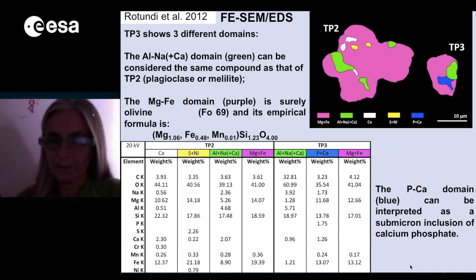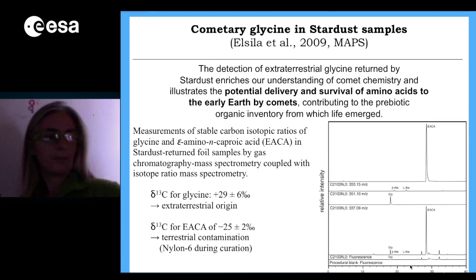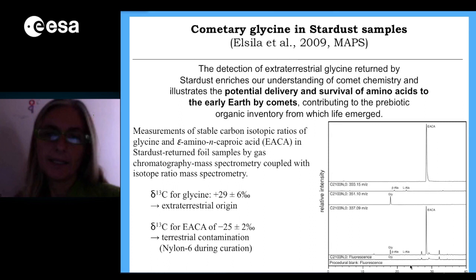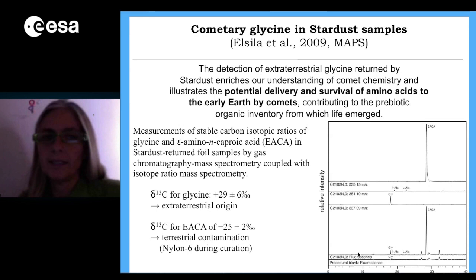Something more general, a result which is not coming from our group actually, is by Elsila et al. 2009 in a Meteoritics and Planetary Science paper. In this case, they got very nice results because they could actually detect traces of glycine, and they can illustrate the potential delivery and survival of amino acids to the early Earth by comets.